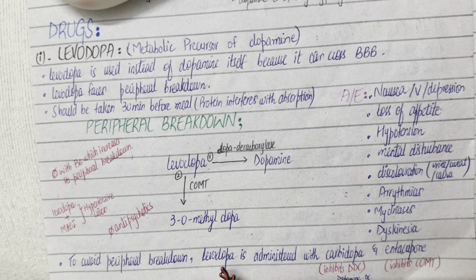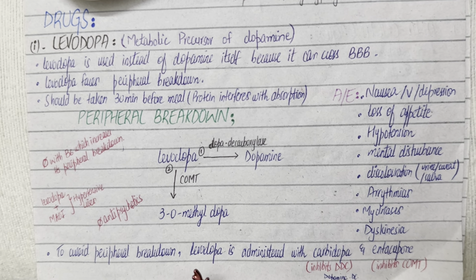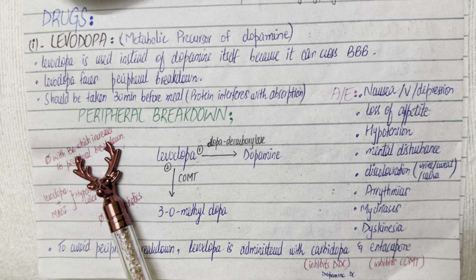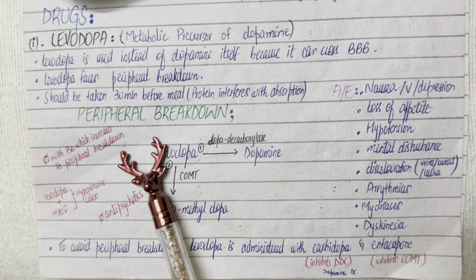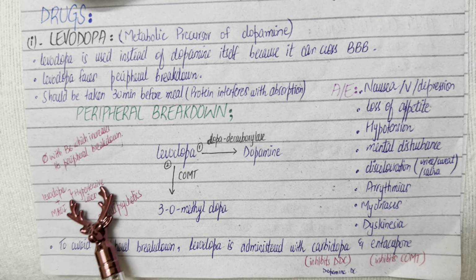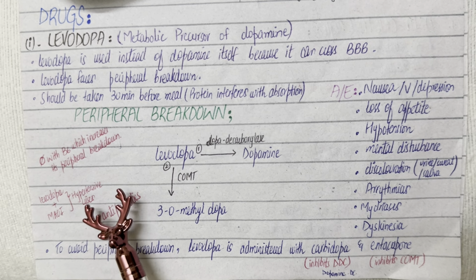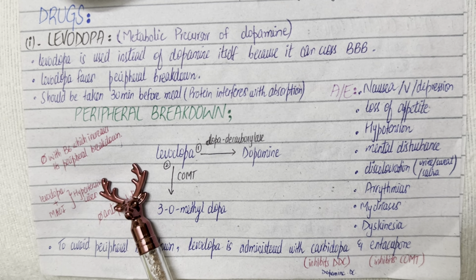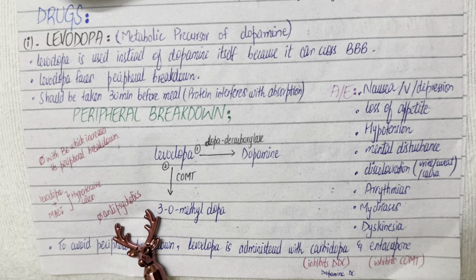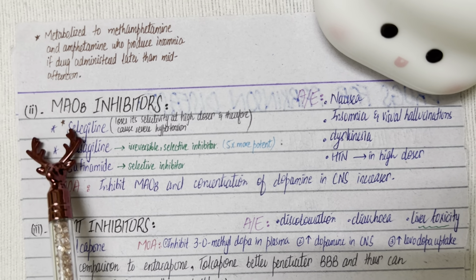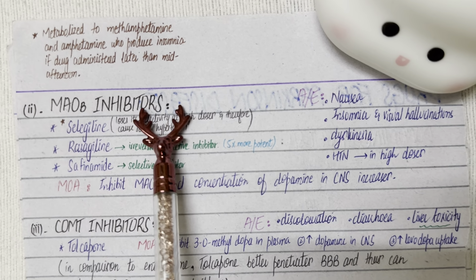Some important points to keep in mind while administering levodopa is that they are contraindicated with vitamin B6. Why? Because it increases its peripheral breakdown. Levodopa should not be administered along with monoamine oxidase inhibitors because it leads to hypertensive crisis. And the last drug which it should not be given with is antipsychotics. The next class of drugs is monoamine oxidase type B inhibitors.